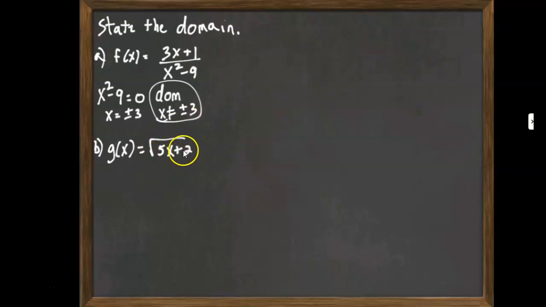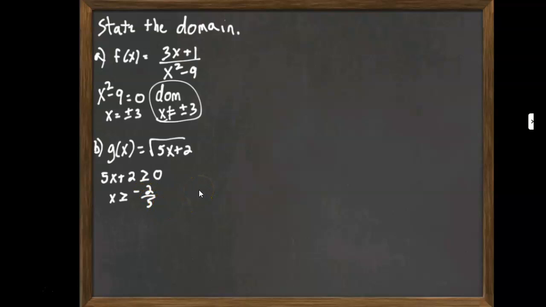Now, we don't set this equal to 0 because it's not a denominator. What we have to do, because it's a radical, is we say, well, we can't have negative stuff. So we have to solve the inequality. The stuff inside the square root, or a fourth root, or a sixth root, or any even root has to be greater than or equal to 0. So we solve that pretty easily by just bringing the 2 over to the other side and then dividing by 5, and we get x is greater than or equal to negative 2/5.